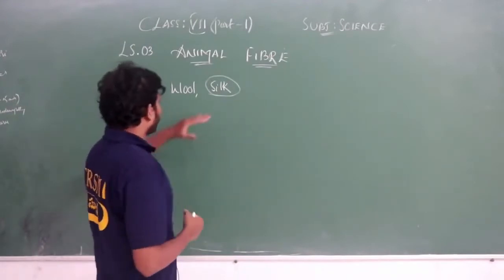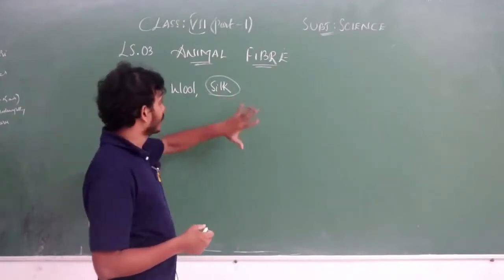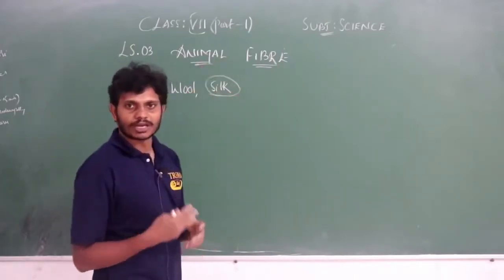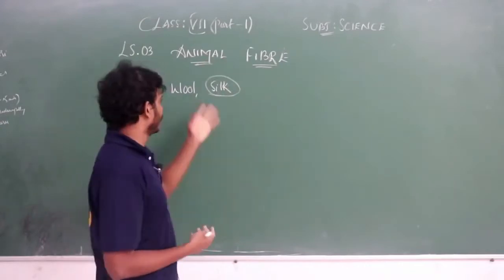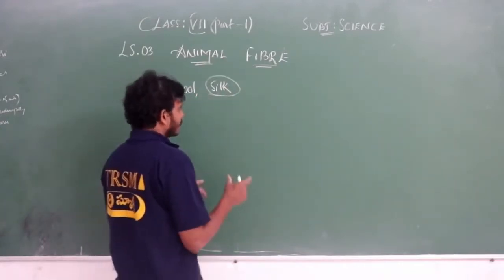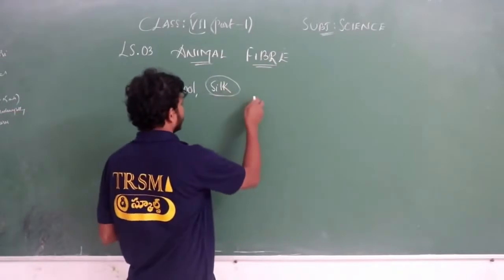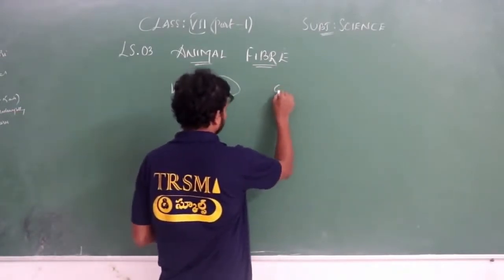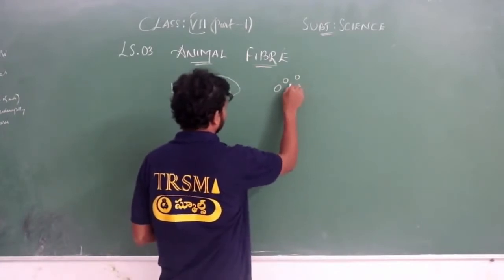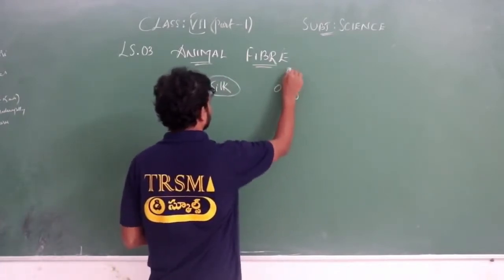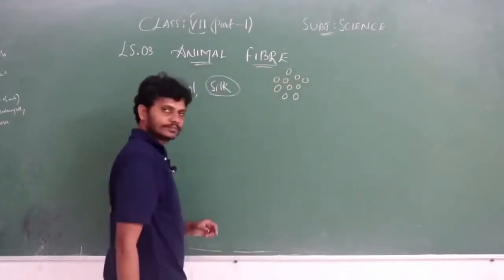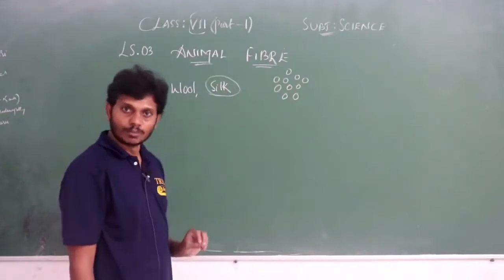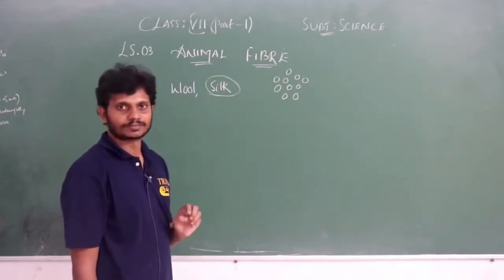So let's see. What are the different stages? From where do we get this silk? How many different types of silk are there? Let's observe this. Here, first, the silk moth lays eggs. Hundreds of eggs are laid by the adult silk moth, a silkworm.